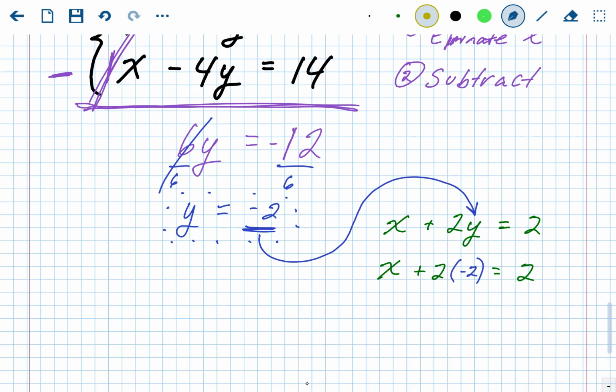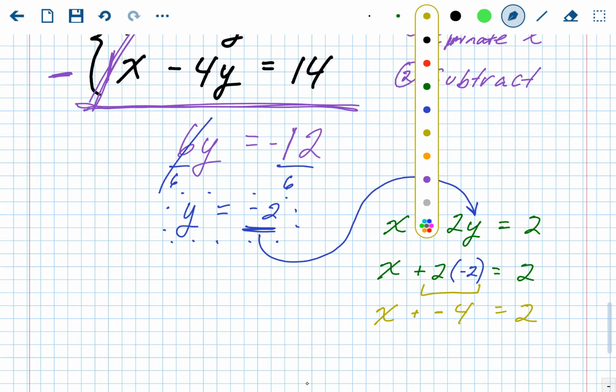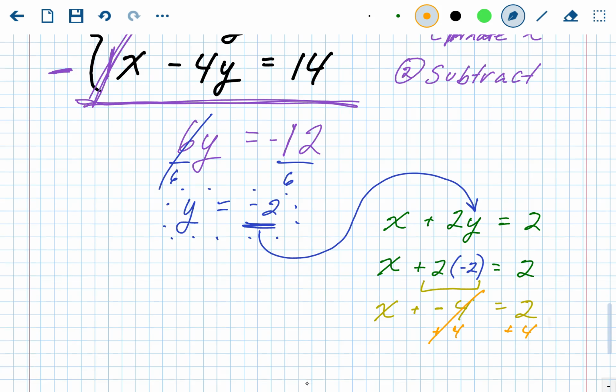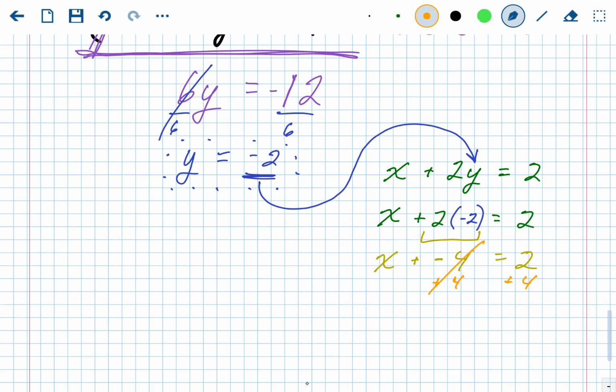And then simplify and solve. Simplify, we've got to multiply these two together. So we're going to have x plus 2 times negative 2, which is negative 4, equals 2. So x plus negative 4 equals 2. Solve for x. So add 4 to both sides. And x equals 6.